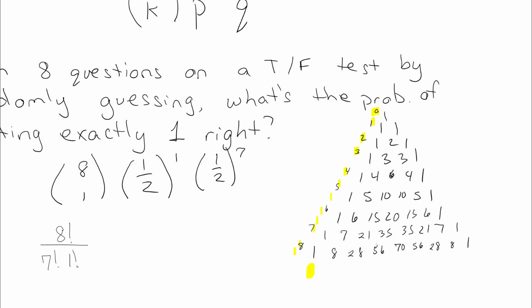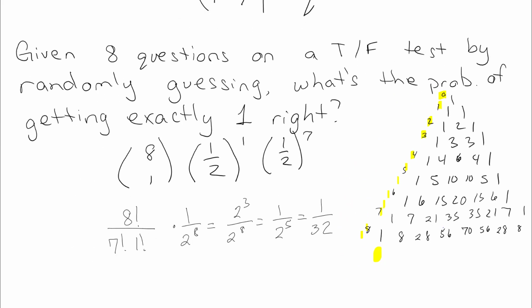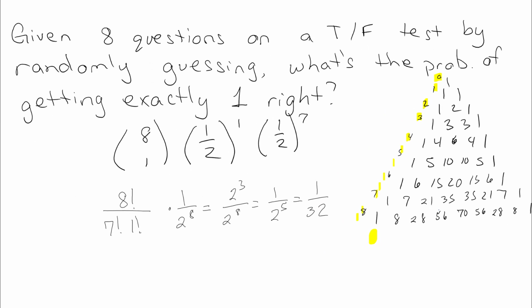And then times 1/2 to the 1 and 1/2 to the 7, so that's just 1 over 2 to the 8. So that's 8, which is 2 cubed, over 2 to the 8th, which is 1 over 2 to the 5th, which is 1 over 32. All right, so you might be like, well, that's pretty cool because that means that I've only got a 1 in 32 chance of only getting one right.